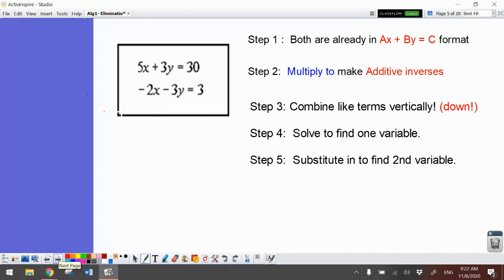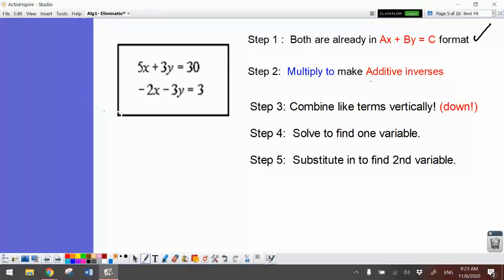All right, so here's our first problem. Okay, we've got 5x plus 3y equals 30 and negative 2x minus 3y equals 3. So there's a couple things that we do as we solve down here. So there's actually 5 steps. The first thing we're going to check is to make sure that things are lined up and that they're in standard form. So are the x's lined up, the y's lined up, and the c's lined up? Is it in standard form? Ax plus by equals c. Yes, they both are. Okay.